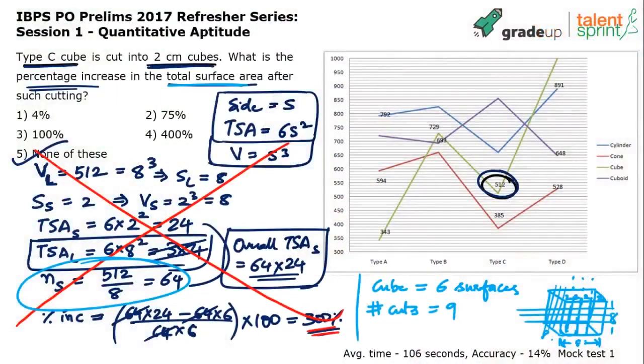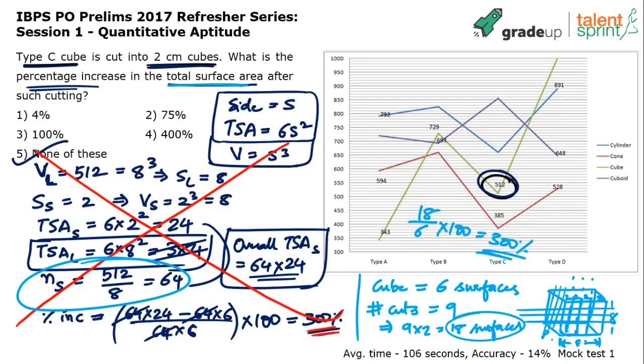Okay, so let me present the next one. Before we jump to the next one, the idea is that 9 cuts would mean 9 into 2, 18 new surfaces. He's asking us to find out the percentage change. Percentage change is final minus initial, which is the difference. The difference is 18, right? 18 upon 6 into 100 is 300%. So option 5, none of these, is the answer. You can compare the two solutions and figure out which one works for you.